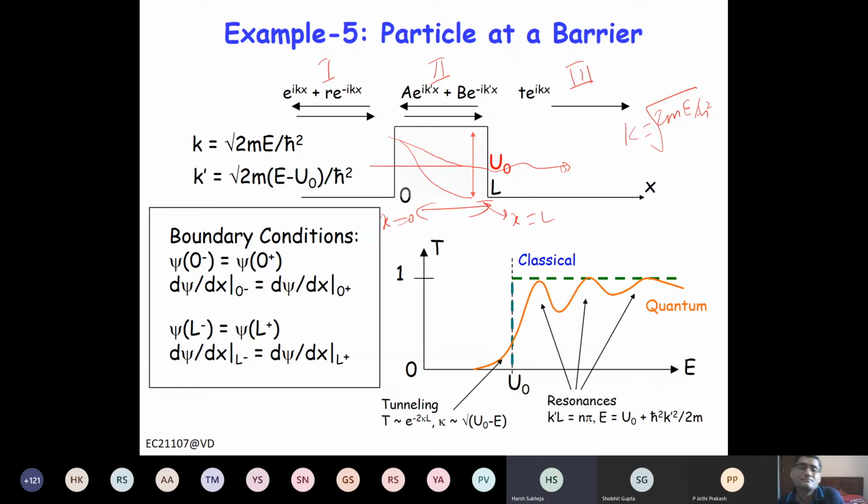Any other question? Sir, so what is the difference between traveling and propagating? No, they are the same thing. Sir, but you said the electron would not be traveling, but it can propagate. No. See, when its kinetic energy is not positive, because E is less than U naught, so kinetic energy is negative. That is not possible. So it cannot propagate inside.